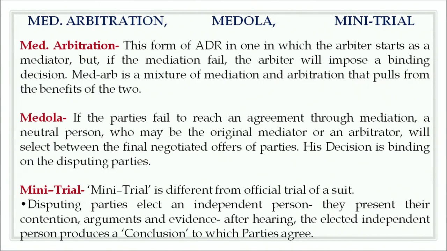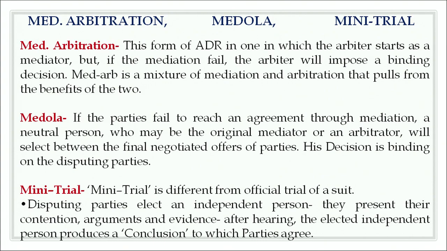Now, let us discuss three most important types of hybrid ADR procedures. First, we have MEDOB. It is a combination of mediation and arbitration. In this form of ADR, the arbiter starts as a mediator in the beginning, but if the mediation fails, the arbiter will impose a binding decision. MEDOB is a mixture of mediation and arbitration that pulls from the benefits of the two.